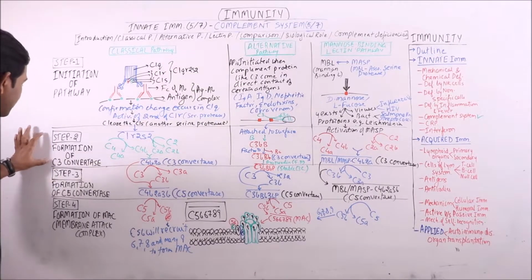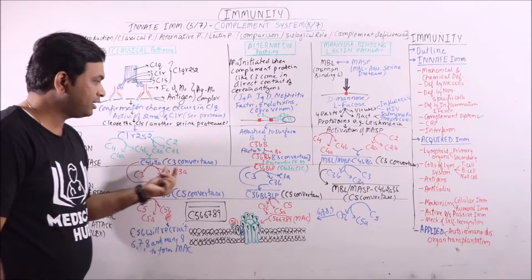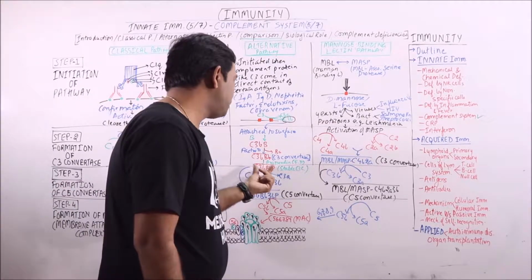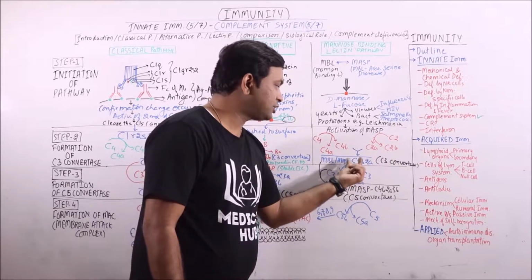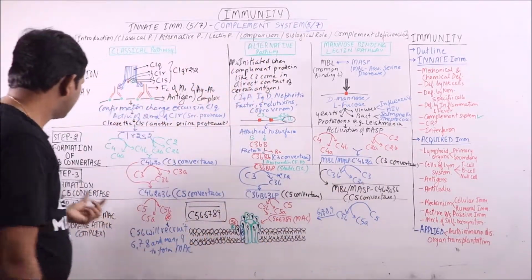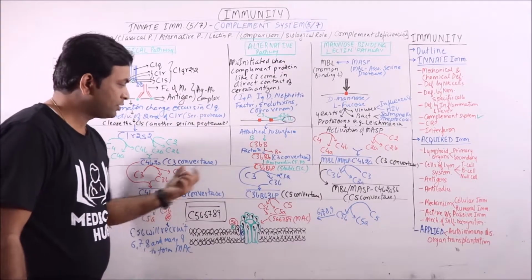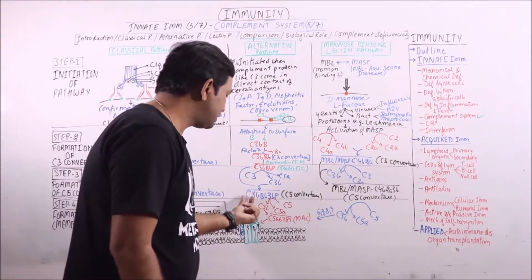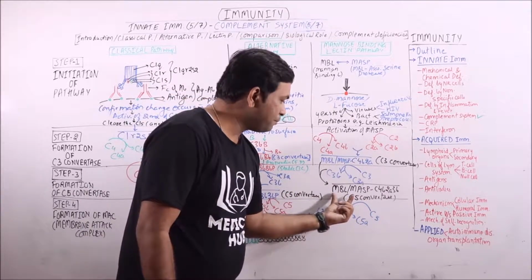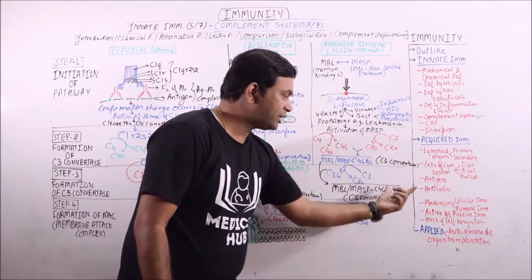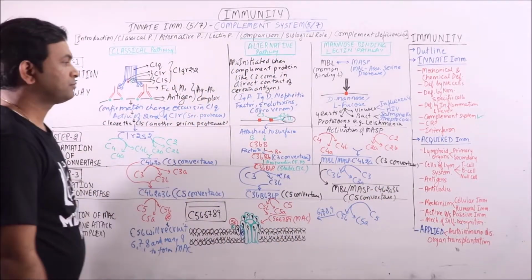The formation of C3 convertase: C3 convertase in the classical pathway is C4b2a, while it is C3bBb-P in the alternative pathway, and it is MBL-MASP C4b2a in the lectin pathway. The C5 convertase in the classical pathway is C4b2a3b, in the alternative pathway it is C3bBb3bP, and in the lectin pathway it is MBL-MASP C4b2a3b. And finally, the terminal pathway is common for all pathways.